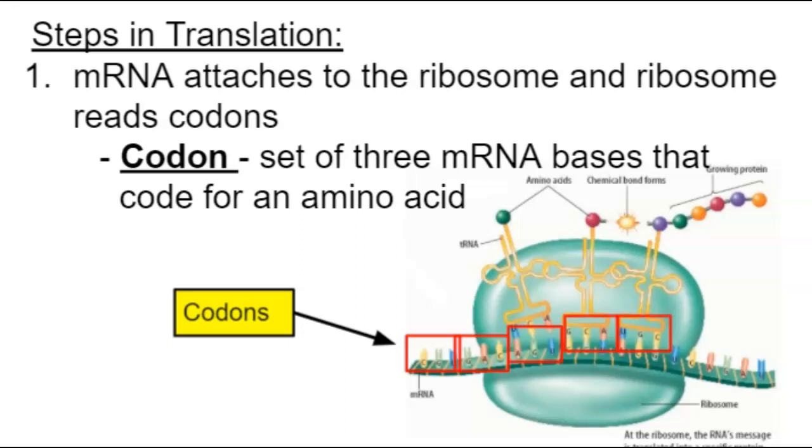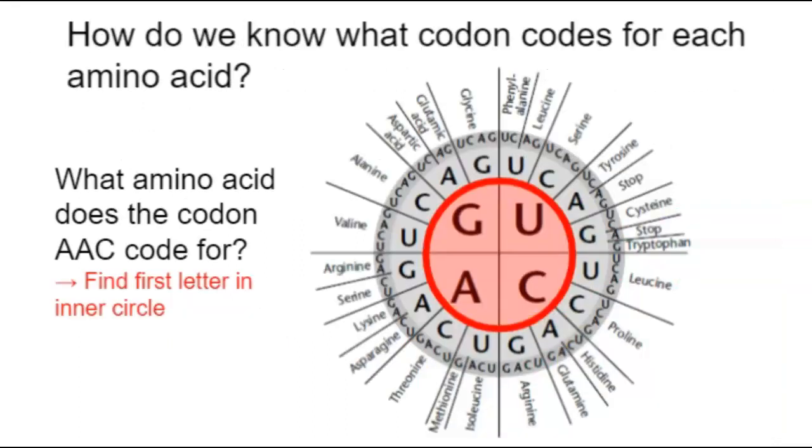So our next question then, this code. How do I know the code? How do we know what codon codes for each amino acid? So here's an example of a codon, AAC. We want to figure out what amino acid it codes for. Well, here's what we do.